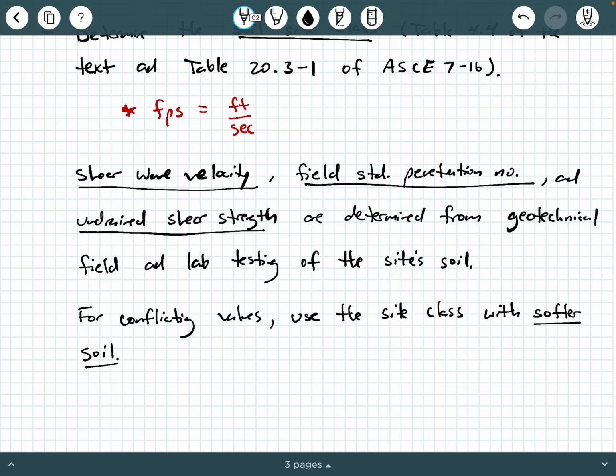But if you had an undrained shear strength of 1,900 PSF, that would indicate a site class D, stiff soil. So which one do you use if you have conflicting values? Well, you use the softer soil, which would be site class D, stiff soil. So site class A is the hardest, and then all the way down to E and F are the softest. Okay, so keep that in mind, okay?